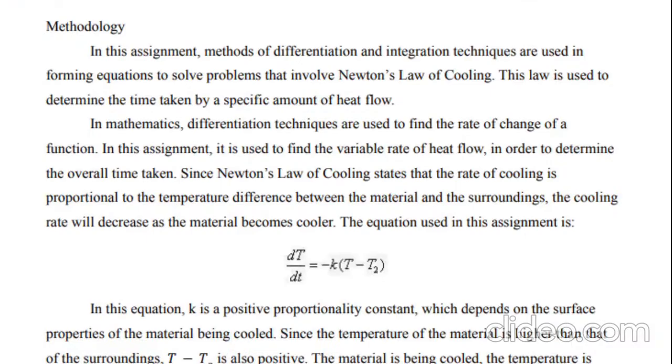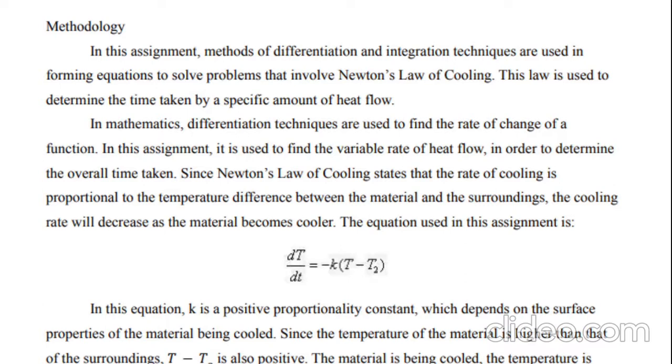In this assignment, methods of differentiation and integration techniques are used in forming equations to solve problems that involve Newton's law of cooling. This law is used to determine the time taken by a specific amount of heat flow. In mathematics, differentiation techniques are used to find the rate of change in a function. In this assignment specifically, it is used to find the variable rate of heat flow in order to determine the time taken.